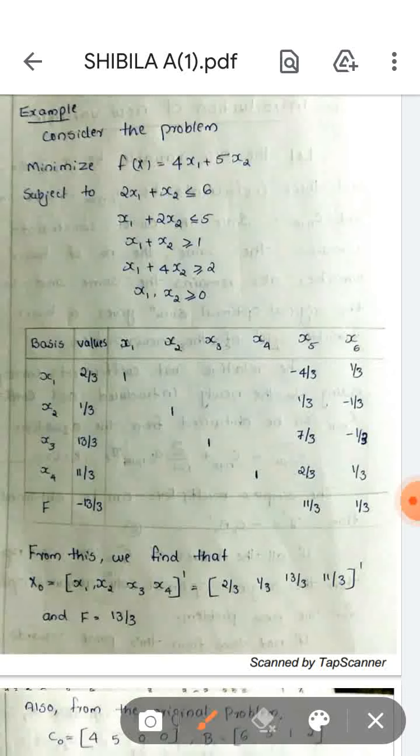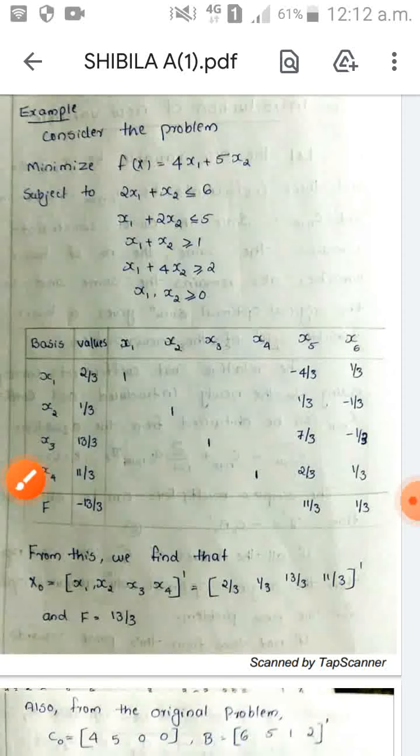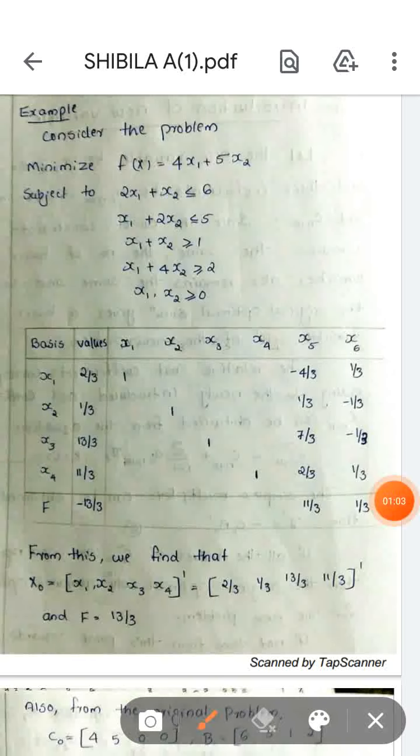From this optimal simplex table, we find that x naught equal to (x1, x2, x3, x4), which is equal to (2/3, 1/3, 13/3, 11/3). That is, x1 equal to 2/3, x2 equal to 1/3, x3 equal to 13/3, x4 equal to 11/3. So these are the optimal solutions, and the optimal value is 13/3.